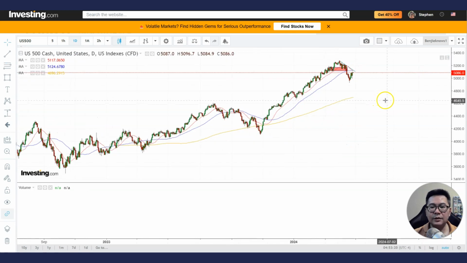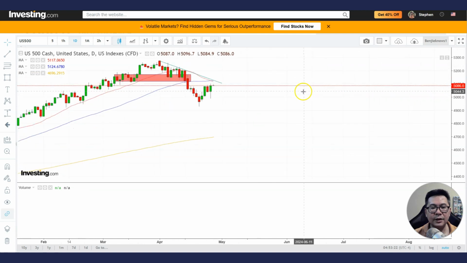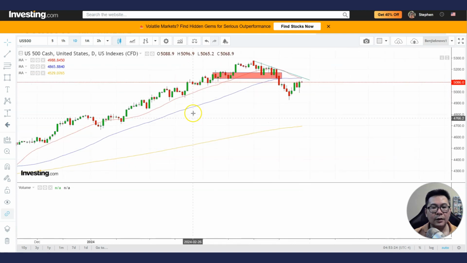Internet is a bit slow, but you can see that this S&P 500 found support at this area. So here is an area of demand or support. Go down, and now it's kind of like trading sideways in the daily chart.